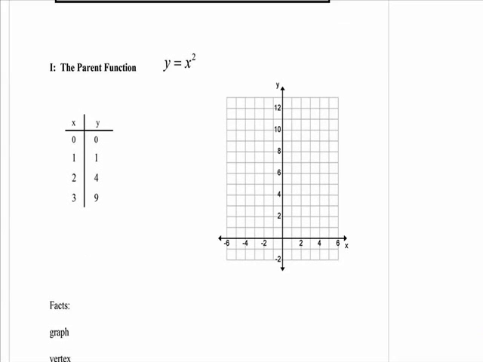We've already completed the table for number 1. Go ahead and graph the parent function, y equals x squared. We call it a parent function because all other functions we're going to graph today are based off of this function, meaning this is the parent. All the other functions are its kids. All right, so graph it.